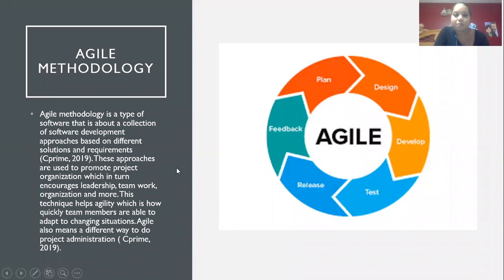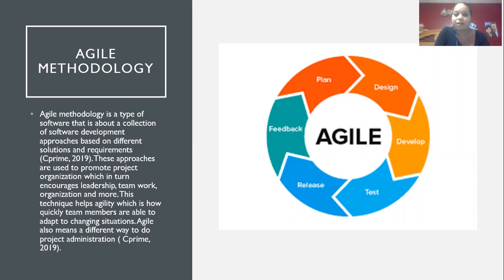We had to choose 4 topics to discuss this week, and my first topic is Agile methodology. Agile methodology is a collection of software development approaches based on different solutions and requirements. These approaches are used to promote project organization, which in turn encourages leadership, teamwork, organization, and more. This technique helps agility, which is how quickly team members are able to adapt to changing situations. Agile also can mean a different way to do project administration.